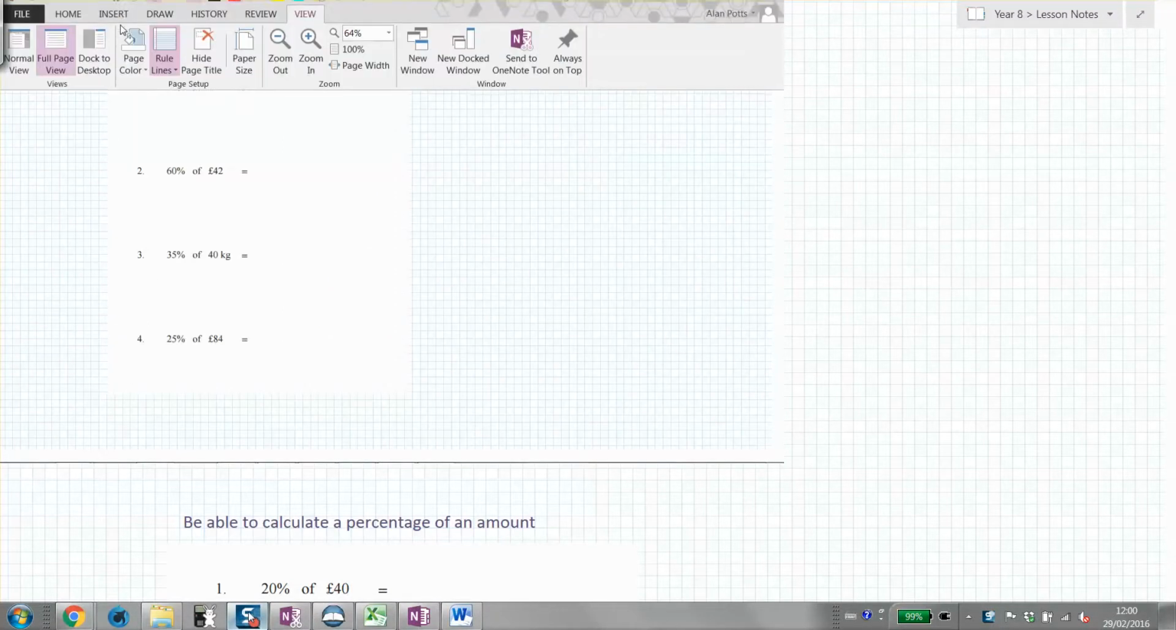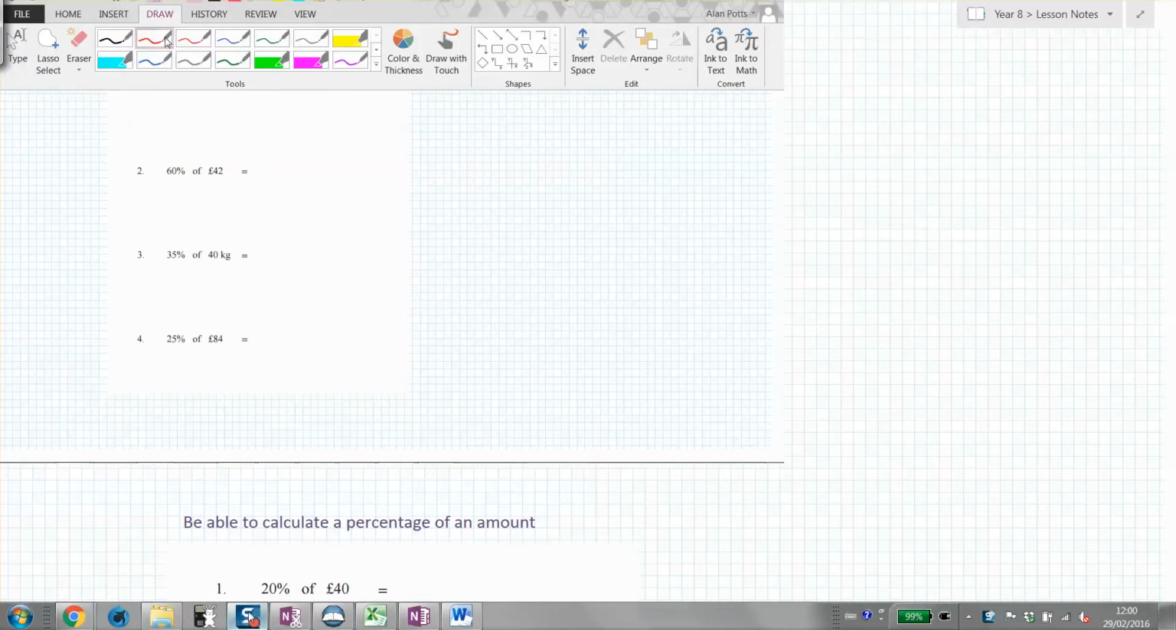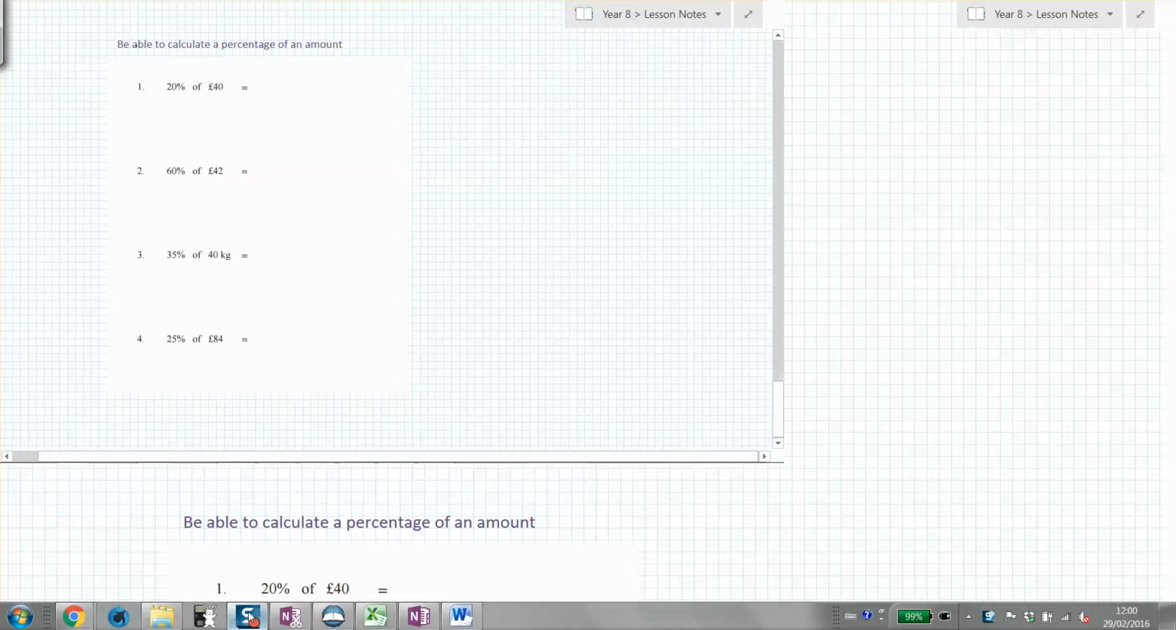Right, so what we want to do is work out a percentage of an amount. There are several methods that you may choose to use, or you might choose a different one, but let's go through a few from you guys. So, if I want to work out 20% of £40, Izzy, explain to me your method.